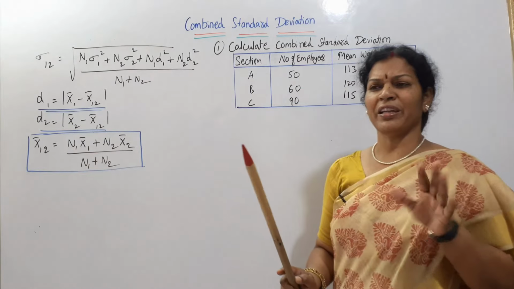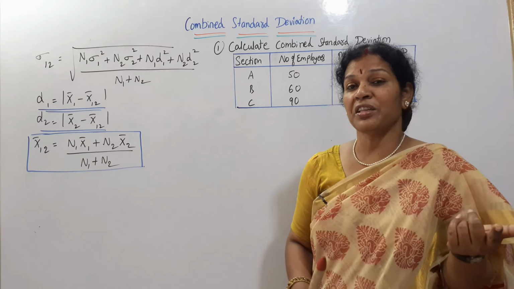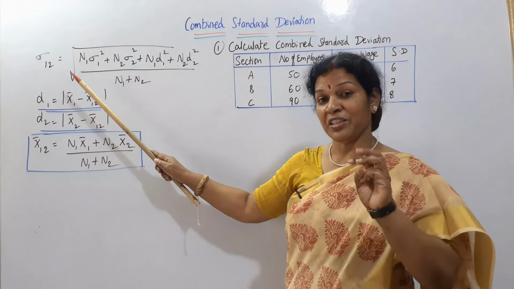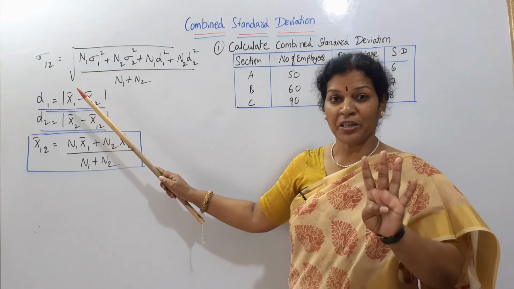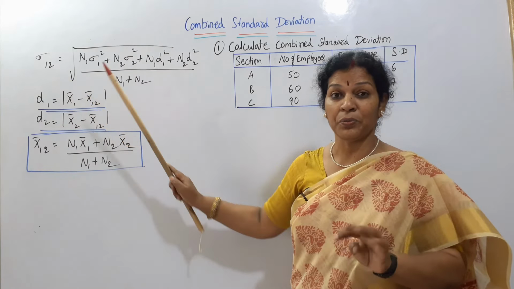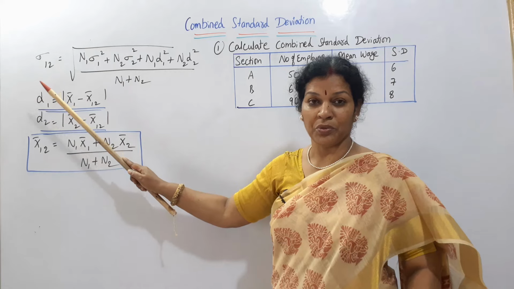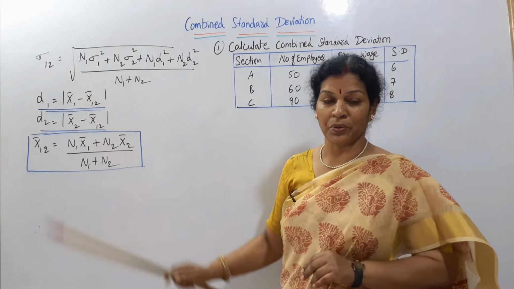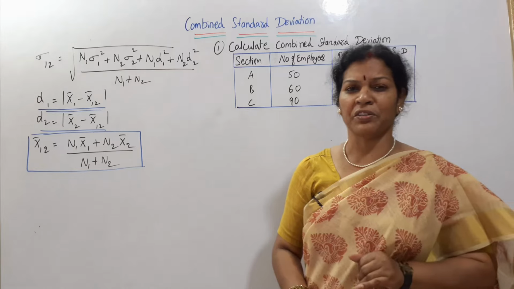For example, we are assuming that 2 standard deviations are given. 2 standard deviations are given means the formula is rho 1, 2. If 3 standard deviations are given, rho 1, 2, 3. If 4 standard deviations, rho 1, 2, 3, 4 like that. So this will be changing: 2 means 1, 2. 3, 1, 2, 3. 4, 1, 2, 3, 4 like this. Okay. Now assuming that 2 standard deviations are given.